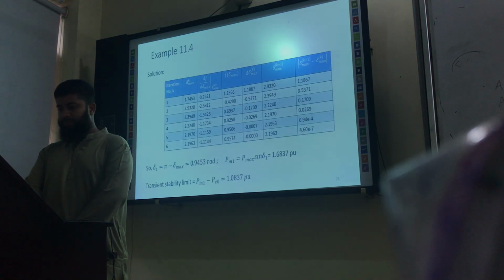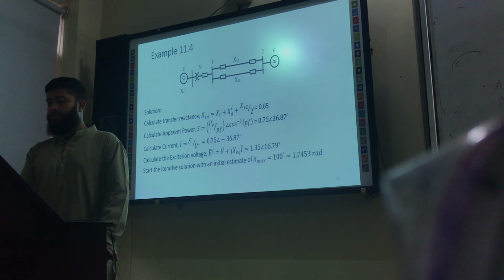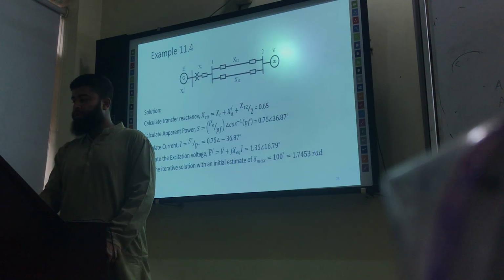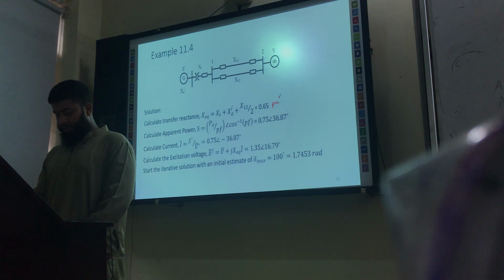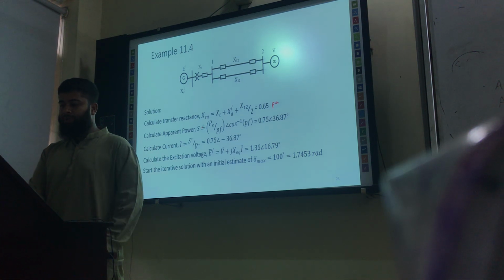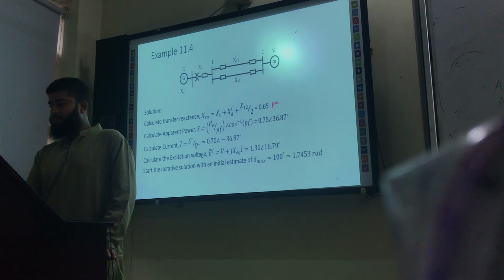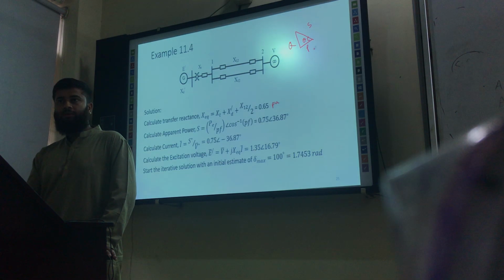So it will be simply X_t plus X_t dash plus X1 over 2, and you will get 0.6 per unit. Okay. Then the next step is to calculate the apparent power S. So from the power triangle, you know that this is theta, this is your real power, this is the apparent power, and this side gives you the information of reactive power, right? So you can apply the cos theta formula.